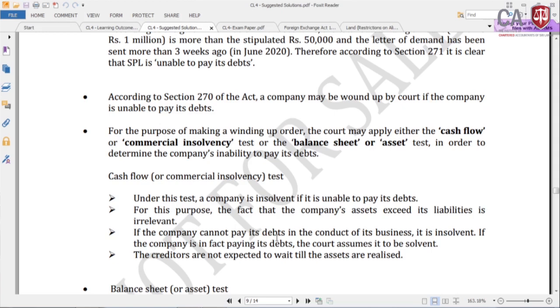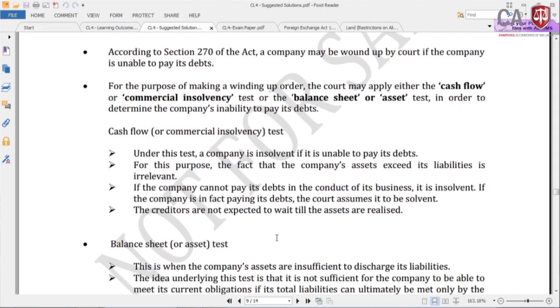Then further you can go on explaining the cash flow or commercial insolvency test. Under this test, a company is insolvent if it is unable to pay its debts. For this purpose, the fact that the company's assets exceed its liabilities is irrelevant. If the company cannot pay its debts in the conduct of its business, then it is insolvent. If the company is in fact paying its debts, the court assumes it to be solvent. The creditors are not expected to wait till the assets are realized.